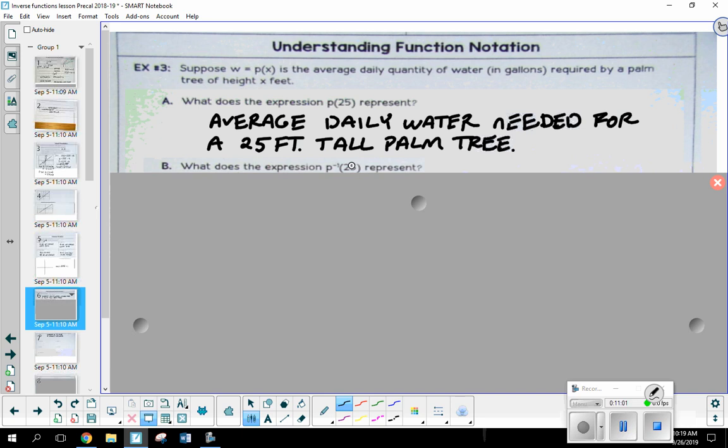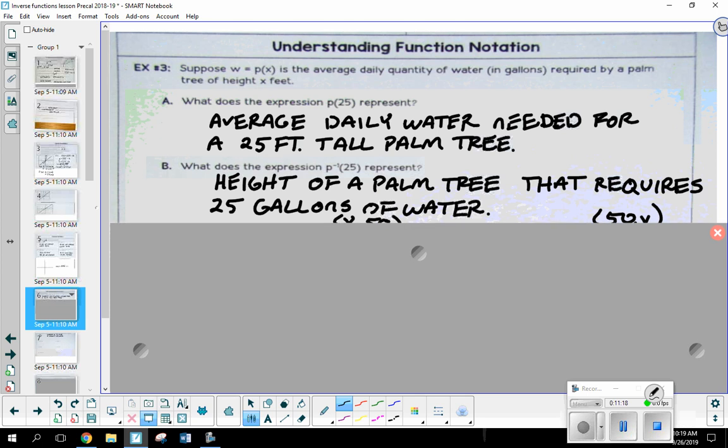Okay, so the input for the inverse is the number of gallons of water. So what would that give me? The height of a palm tree that needs 25 gallons. Okay, so Andrew says the height of a palm tree that needs 25 gallons of water. I think that's perfect. That's almost exactly what I had written right here: the height of a palm tree that requires 25 gallons of water.